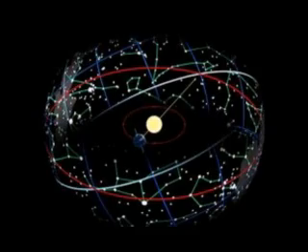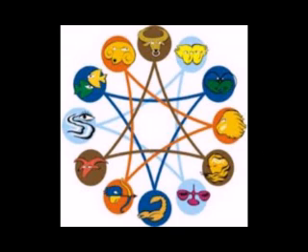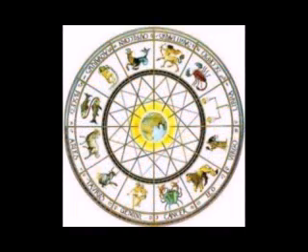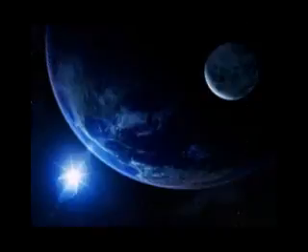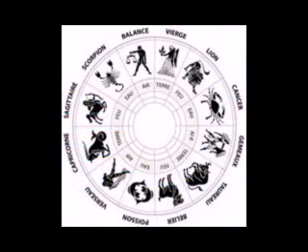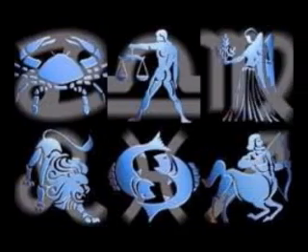Scorpio, from October 24th to November 22nd. Sagittarius, from November 22nd to December 21st. Capricorn, from December 22nd to January 20th. Aquarius, from January 21st to February 18th. Pisces, from February 19th to March 20th. Also known to us are the dates and months on which the certain constellations are projected. This is not outdated information, but corresponds to the actual position of the stars in the sky.